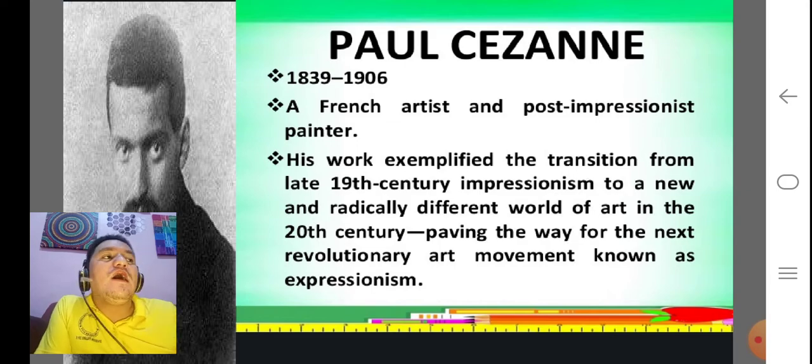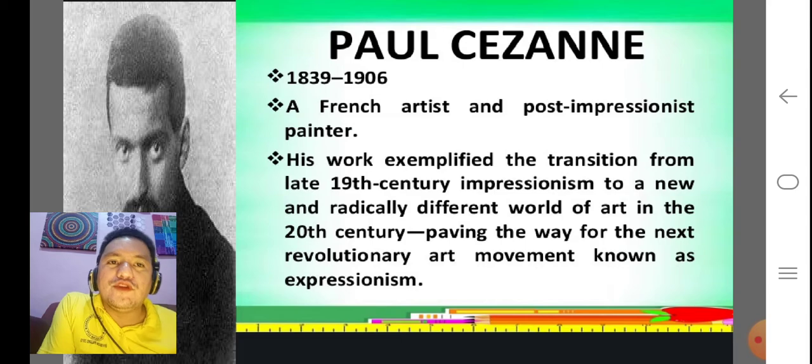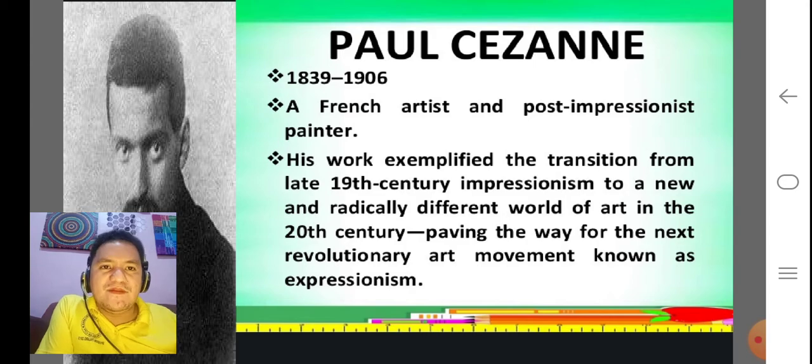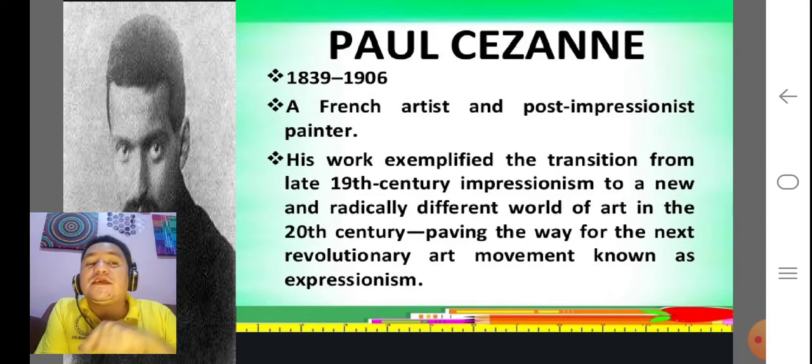Meaning to say, bago nagkaroon ng tinatawag nating Expressionism, isa si Paul Cezanne yung naging dahilan paano nagkaroon nun. Kasi kasunod ng post-impressionism ay ang expressionism. Take note of that, ha? He is a French artist.